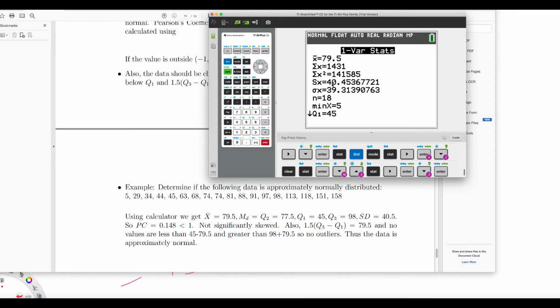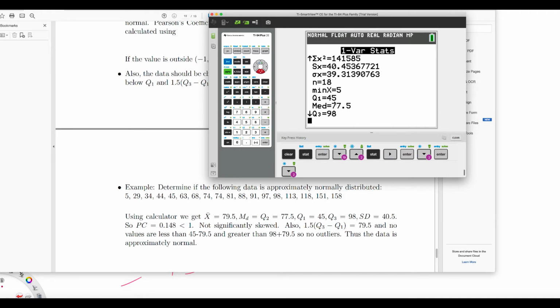SX, the standard deviation, is 40.5. So what are the next values? Q1 is 45. Q2 is the same as the median, which is 77.5, and Q3 is 98. I found all those things.